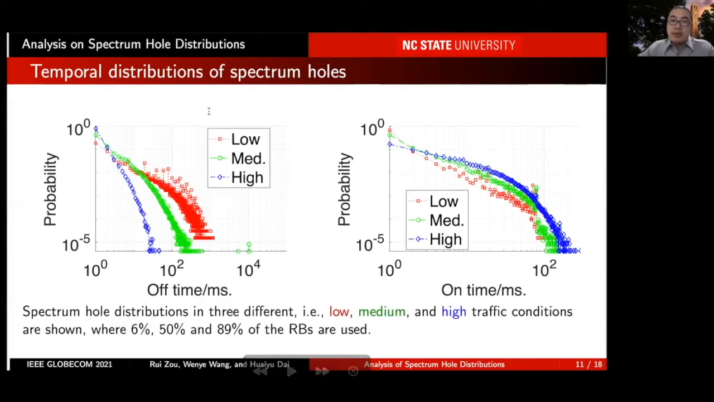Next, we examine the temporal spectrum hole distributions in low, medium, and high traffic conditions, where 6%, 50%, and 89% of the RBs are occupied. We can observe from the figures that the size of spectrum holes becomes smaller as traffic intensity grows, and the probability mass function is still captured by the power law function with a constant.